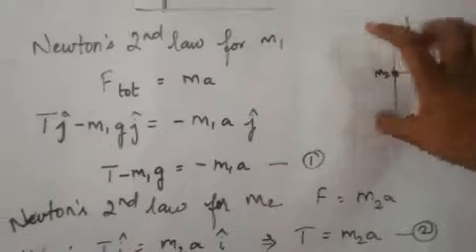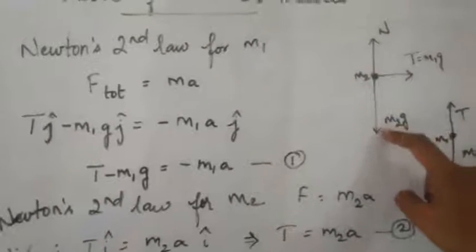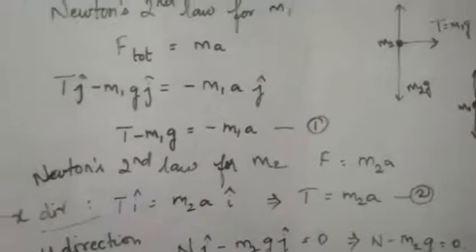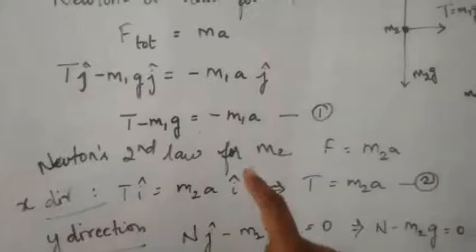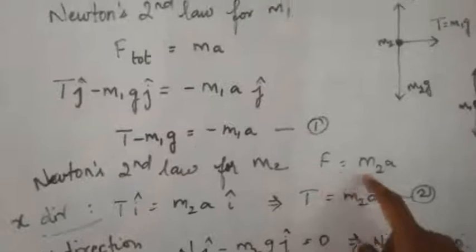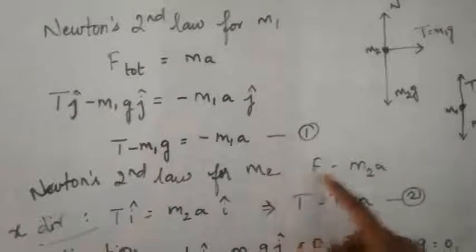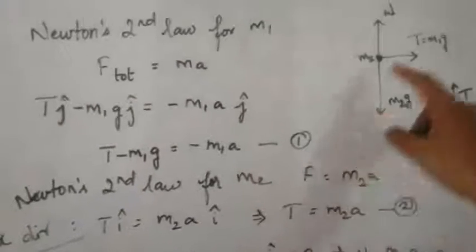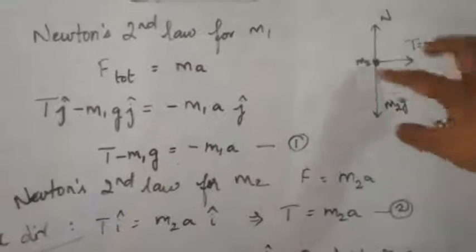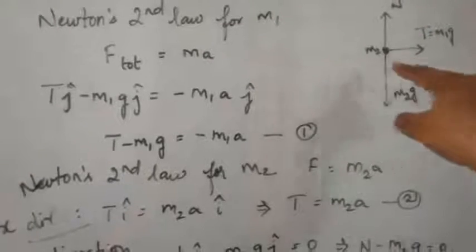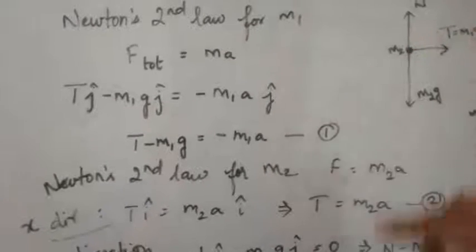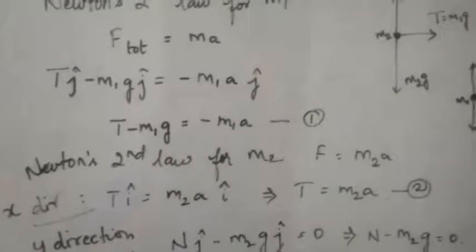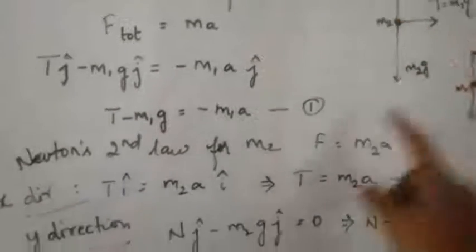In this m2, you have two forces vertically and one force horizontally. So let me take Newton's law. It is F is equal to ma. For mass 2, you have to write it as m2a. So for total force, you have 3 forces actually, 2 in the vertical direction and 1 in the horizontal direction. So you have to write it separately: horizontal direction separately and vertical direction separately. Horizontal direction is nothing but the x direction.